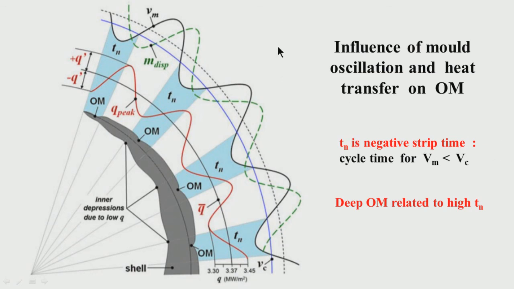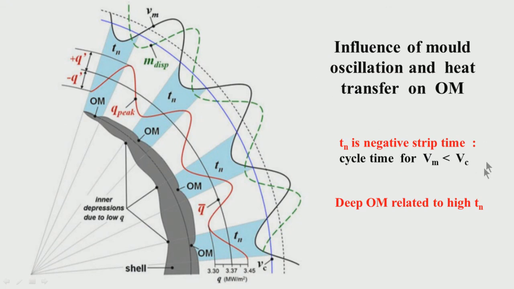So, what are the factors which are helping in having low negative strip time? Higher frequency of oscillation, lower amplitude of oscillation, and higher casting speed. So, these three factors during sinusoidal oscillation of mold will indicate what the negative strip time is, and if the negative strip time is low because of high frequency, less amplitude and high casting speed, then we have shallow oscillation marks, which is not a defect. If we have deep oscillation marks, we have a defect.